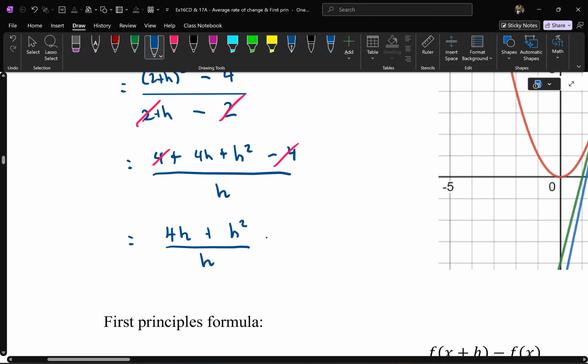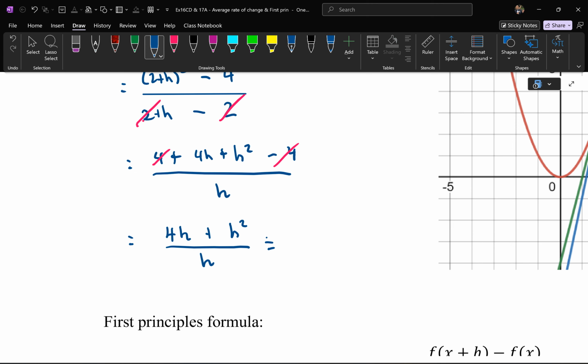All right. We can simplify this further. What does that simplify to? Anyone notice? One of the things I'll mention later, this is going to be part of exercise 17A, but just for now, what can you cancel out? H's. You can take out h as a common factor, so you get h times 4 plus h, divided by h, and h divided by h is 1. What does this imply? You get 4 plus h. Now, what was h again? An infinitely small number.